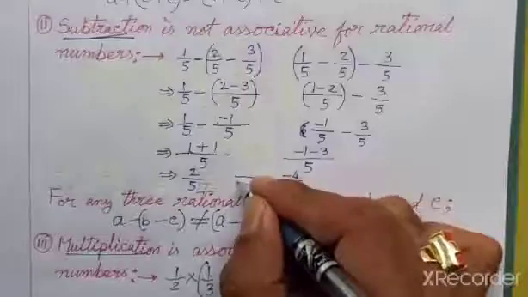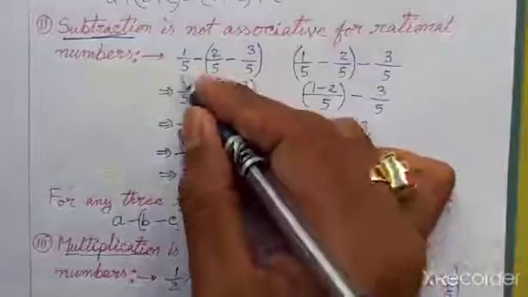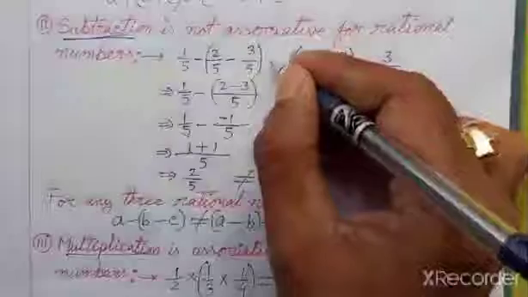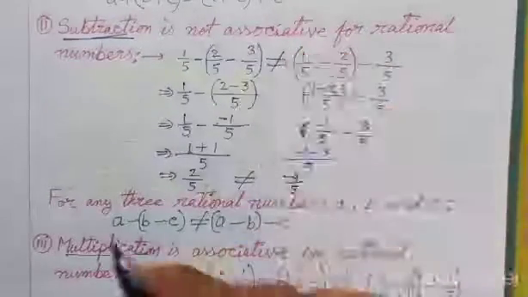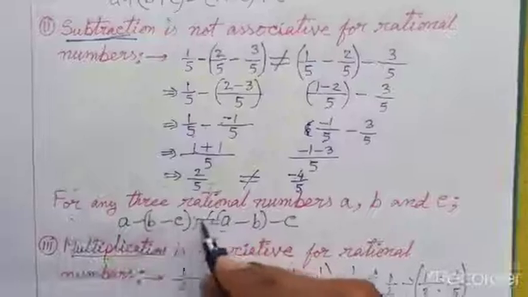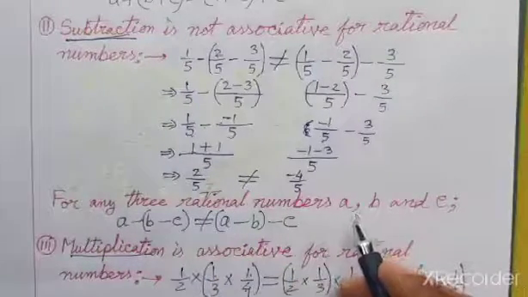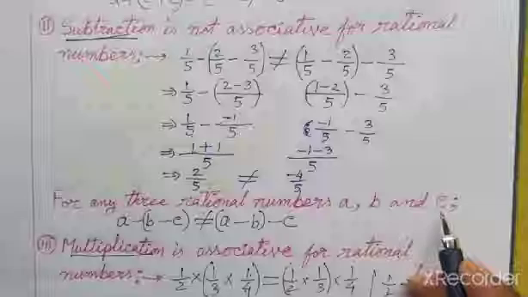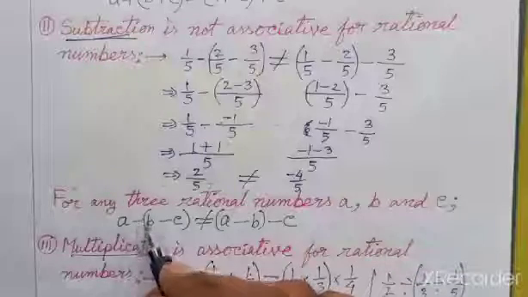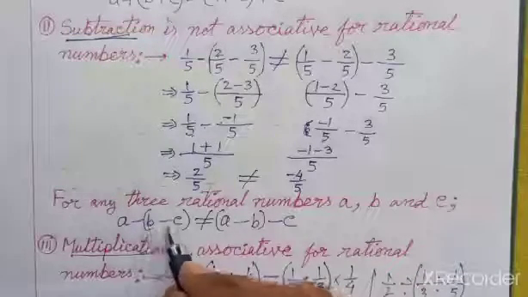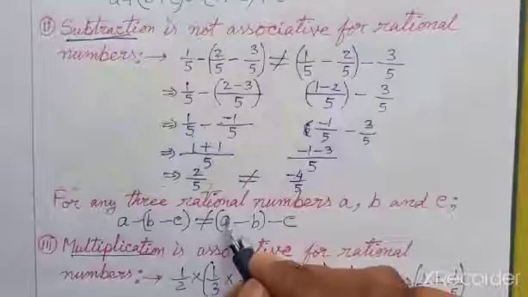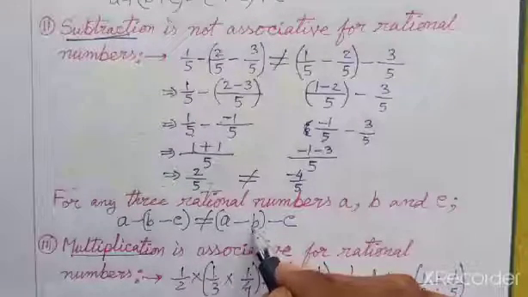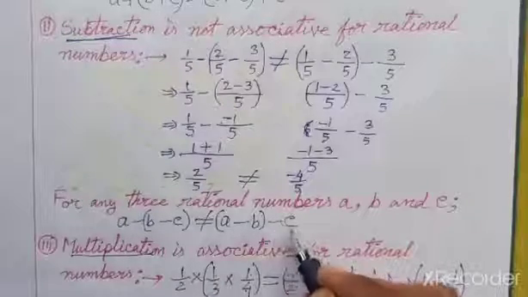So these two answers are different. So these numbers and these numbers cannot be equal. So for any three rational numbers a, b, and c, a minus (b minus c), b minus c grouped by using a bracket, is not equal to (a minus b) minus c, a minus b grouped by using a bracket, minus c.